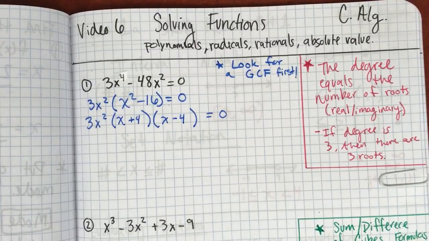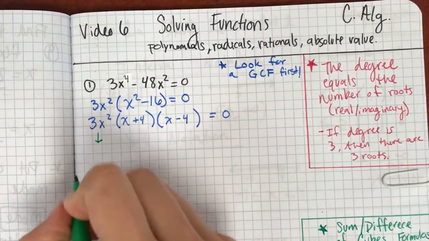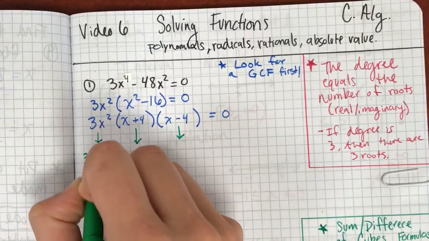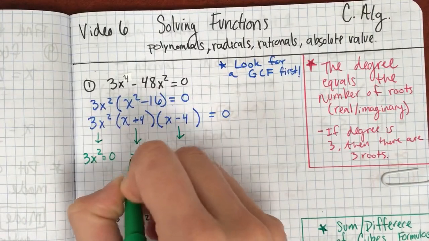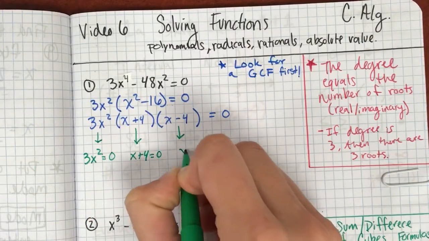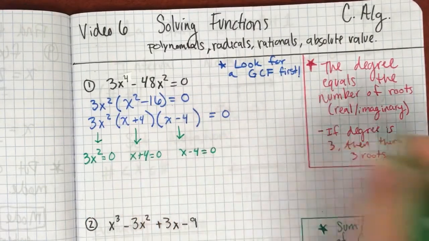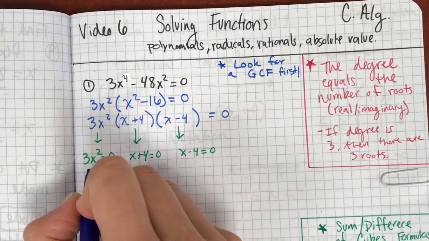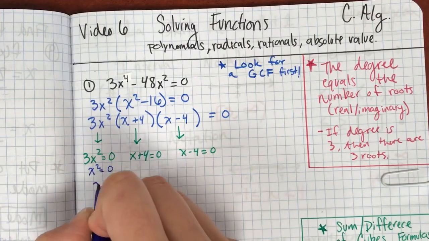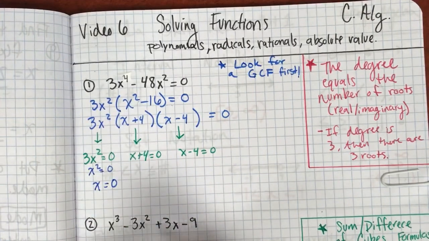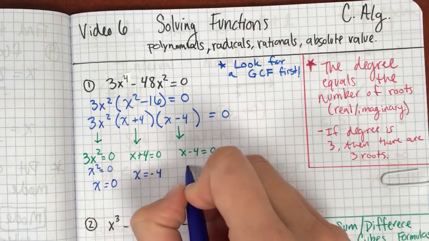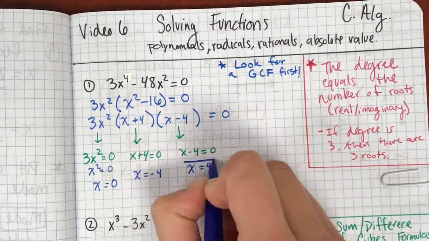All right, and now with each of these, we're going to zero out each factor. So we're going to set each factor equal to 0. Okay, 3x squared equals 0, x plus 4 equals 0, and x minus 4 equals 0. And we're going to solve. Okay, I can divide by 3 here, so I get x squared equals 0 and x equals 0. On this one, subtract 4, x equals negative 4. Add 4, and x equals 4.